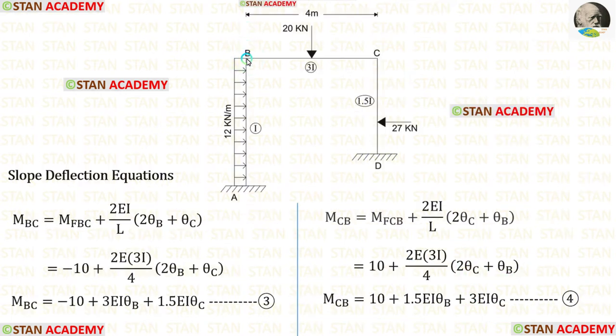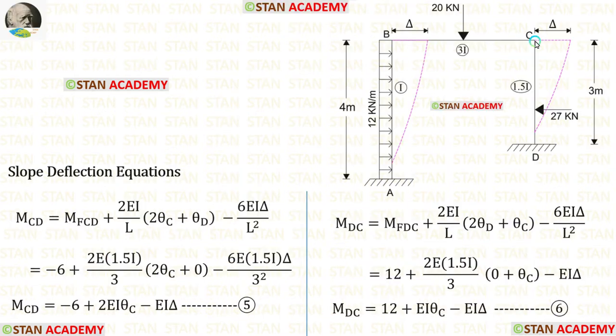Now let us make the slope deflection equations in the beam BC. In the equations, let us apply the fixed end moments. Length of BC is 4 meter. Let us apply that. The moment of inertia for BC is 3I. So instead of I, we have to apply 3I. Finally, in the beam BC, we have made two equations.